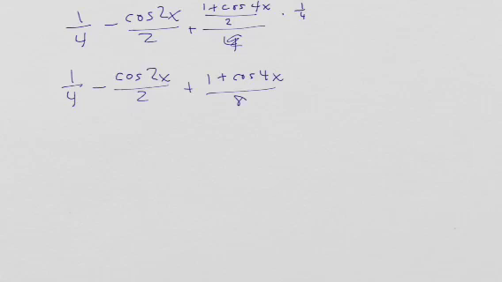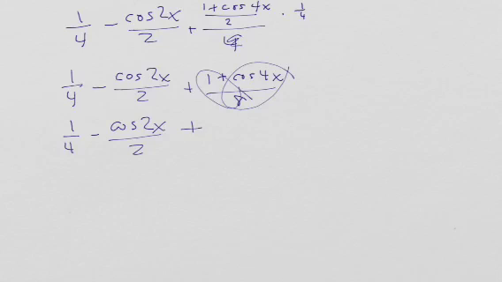Alright, my next step is to do the same thing as I did earlier. I need to split that third term up into smaller parts. So these first 2 pieces here are fine. But this third term, they both get divided by 8. So I'm going to split that up. The 1 divided by 8 and the cosine 4x divided by 8.